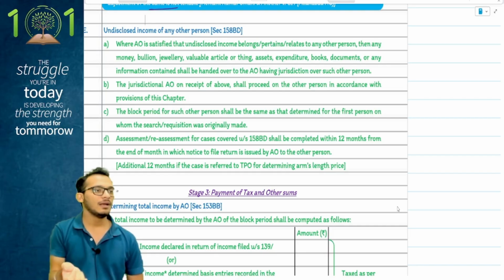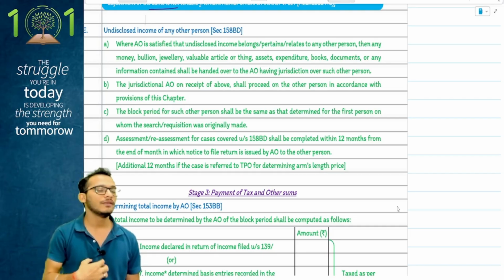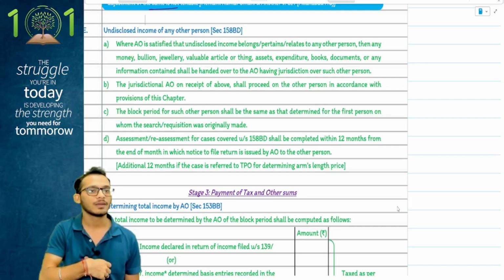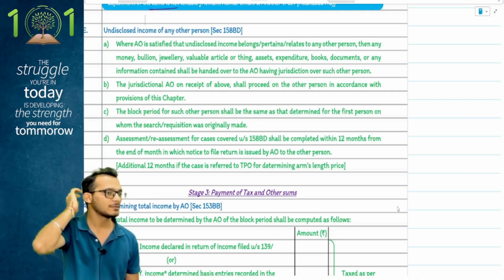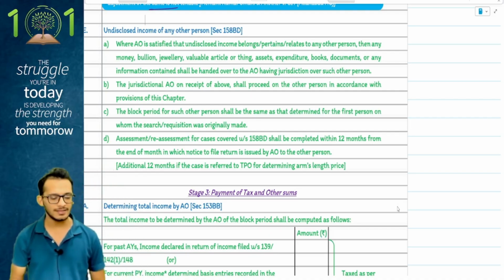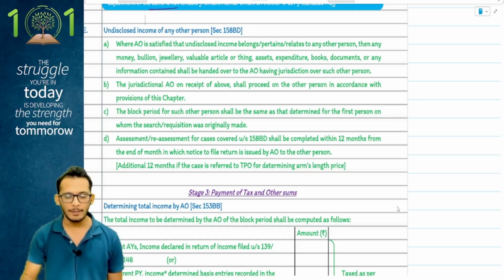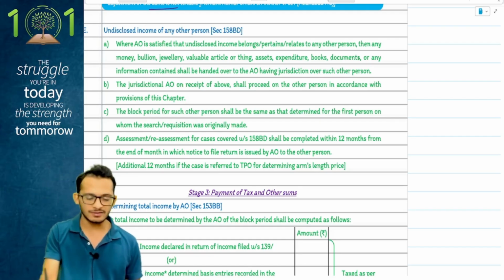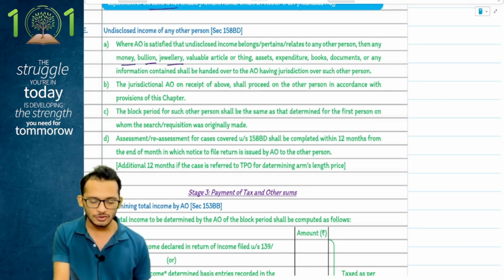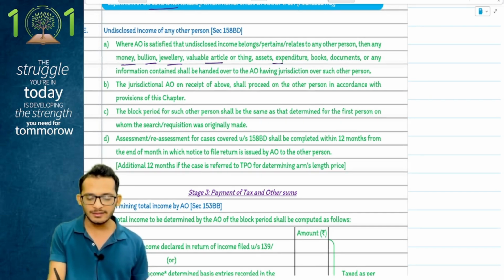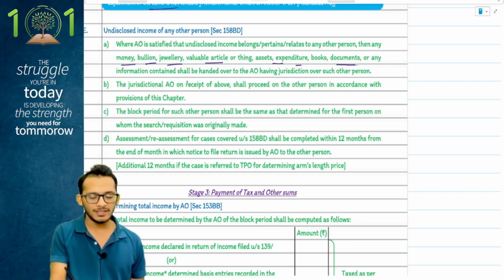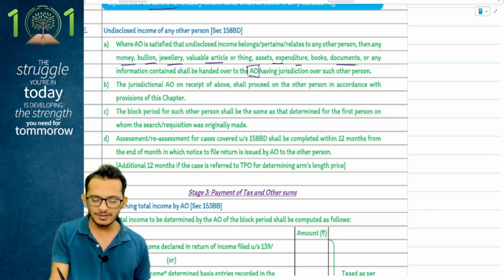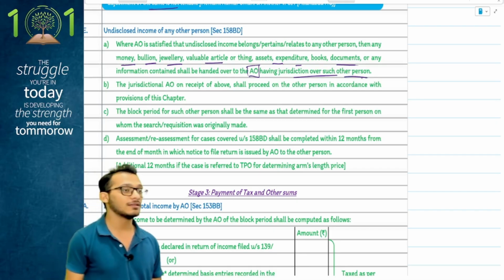Same logic, people. If the assessing officer has found books which are not Ram Bharose's but Sri Krishna's, the assessing officer will transfer the books to Sri Krishna Limited for the purpose of him completing his assessment also. Where the assessing officer is satisfied that the undisclosed income belongs, pertains, relates to any other person, then such monies, bullion, jewelry, valuable articles or other things, assets, expenditure, books, documents, any other information contained shall be handed over to the assessing officer having jurisdiction over such other person.